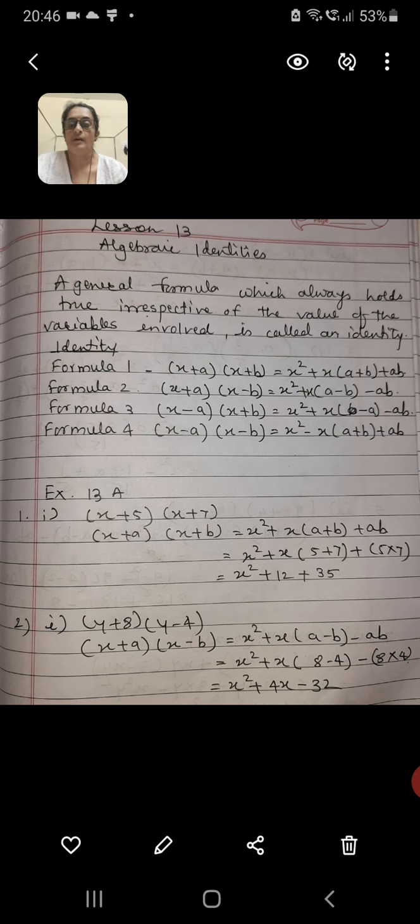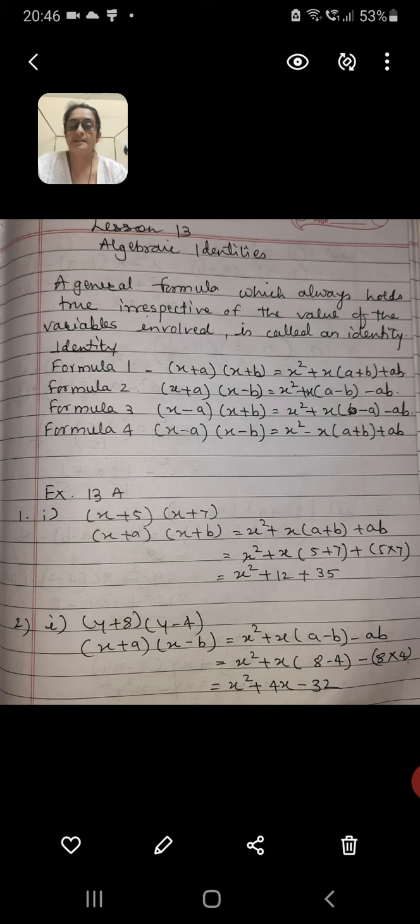Now what is identity? A general formula which always holds true irrespective of the value of the variables involved is called an identity. Now in this lesson we are going to learn 14 identities. In the first one we are going to learn 4 identities. Now let us see what all they are.